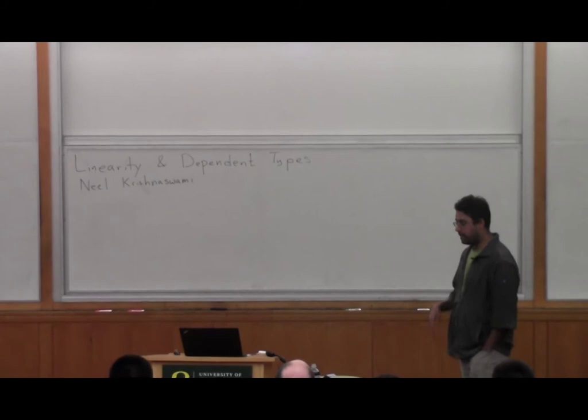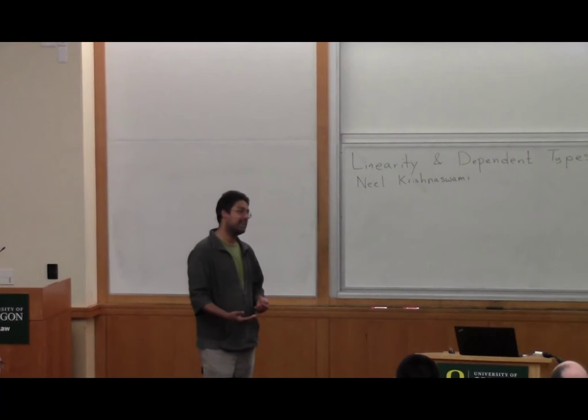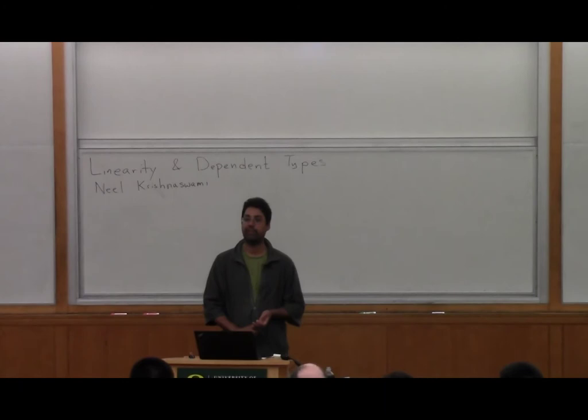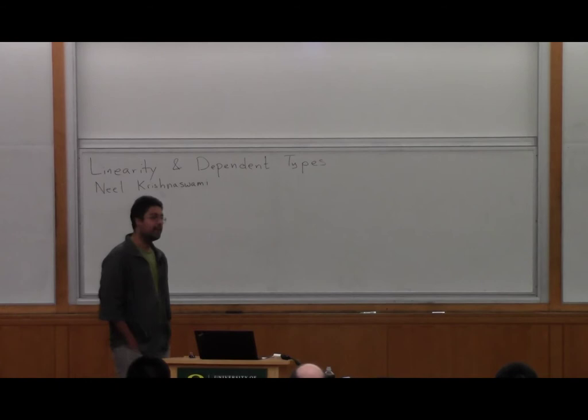But before I put the two together, I'd like to start by working out how things work in the non-dependent case, and then show you one of the things that linear types are for, and then move on to dependent types at the end. So on Piazza, I've put up some initial notes about what I'm going to talk about today. And it has all the inference rules and things that I'll look at today.